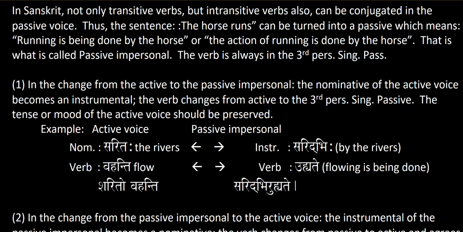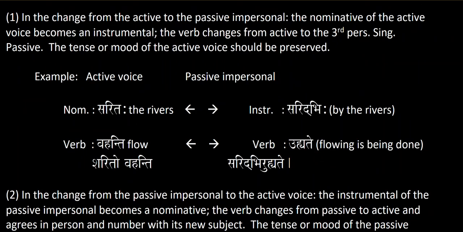In the change from the active to the passive impersonal, the nominative of the active voice becomes an instrumental, and then the verb changes from the active to the third person singular passive. The tense or the mood of the active voice should be preserved. Just like when we were converting active voices to passive, we have the same concept here.